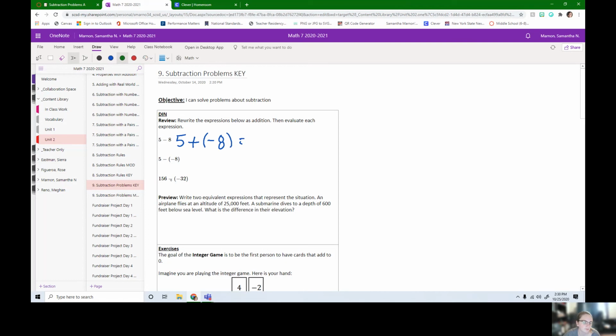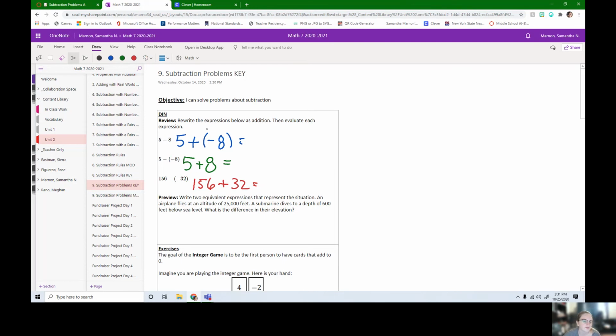The next one, leave, change, change. Leave the 5, change the subtraction to addition, and change negative 8 to positive 8. Last one, you're going to leave the 156. Going to change subtraction to addition. Change negative 32 to positive 32. So if you haven't already answered these, why don't you pause the video, and now that we have the addition sentences, you can answer them.